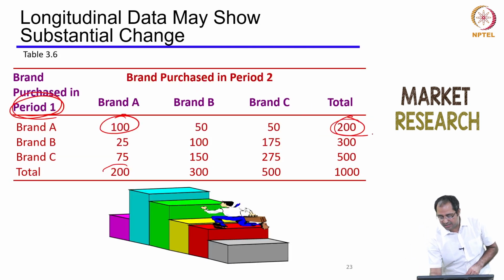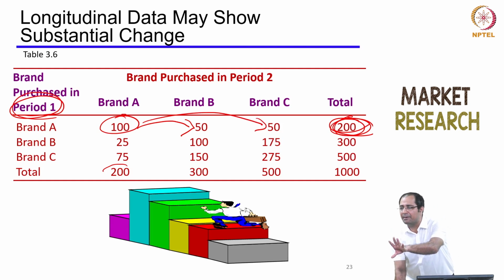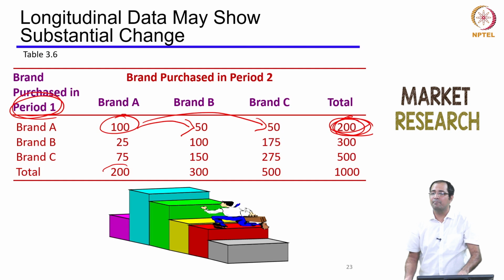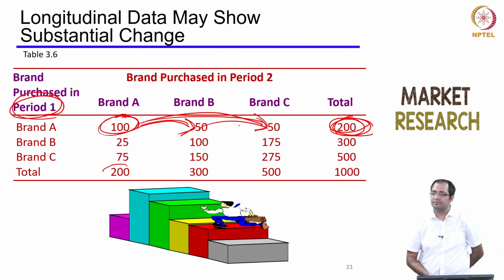Out of those 200 who were buying brand A in period 1, 50 have gone to brand B and 50 have gone to brand C, which means when you were surveying the same sample after a quarter, you found that from those 200 who bought brand A in time period 1, now only 100 are buying, 50 have switched to brand B and other 50 have switched to brand C.